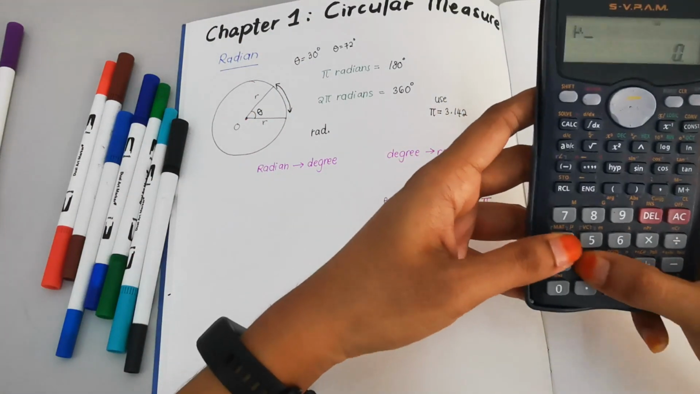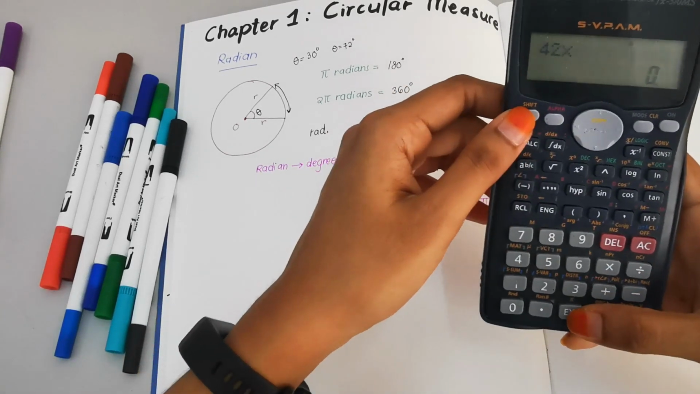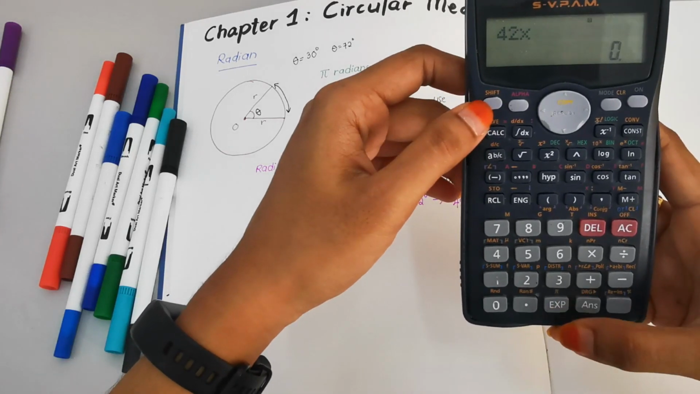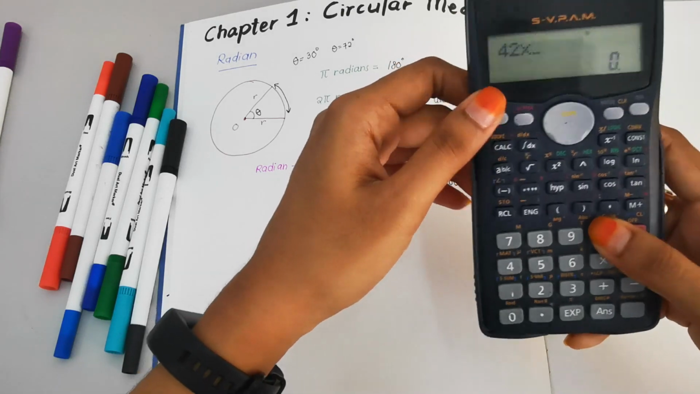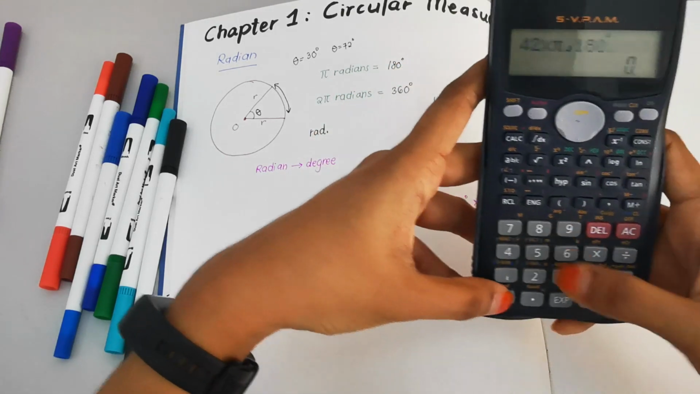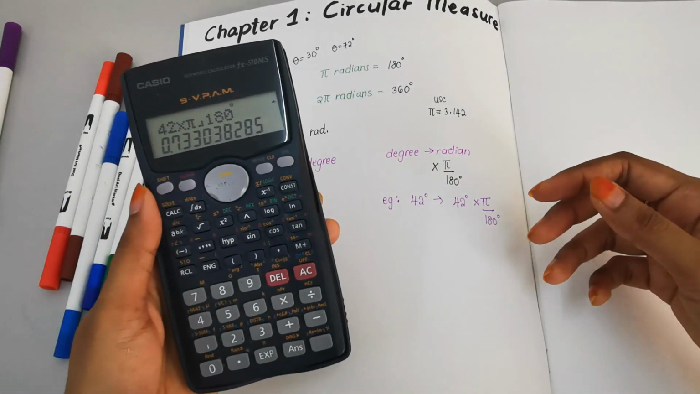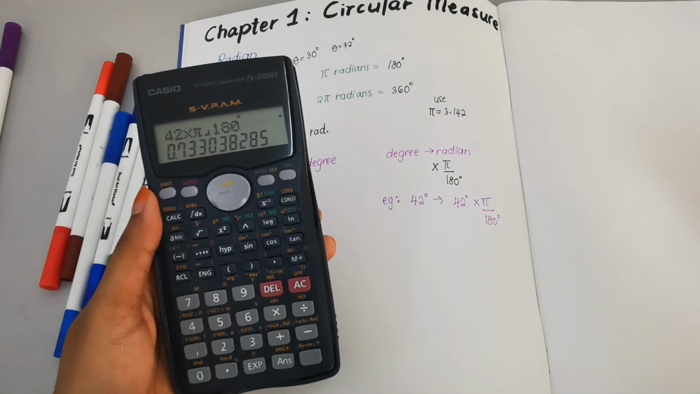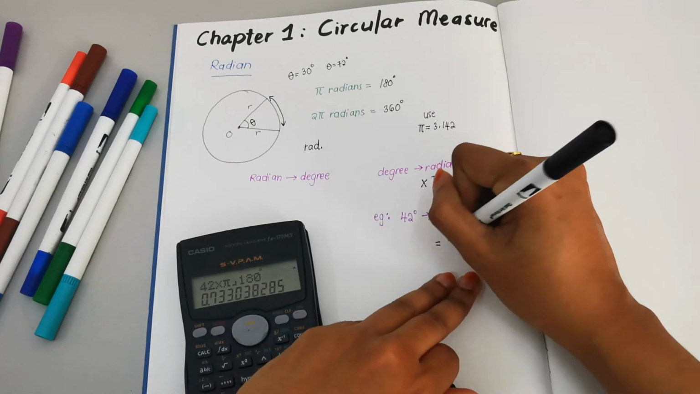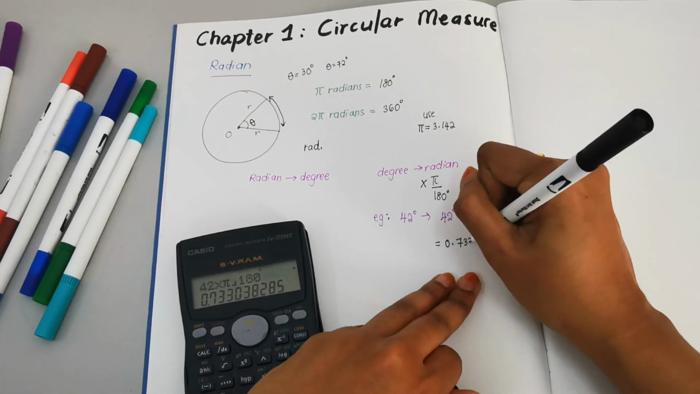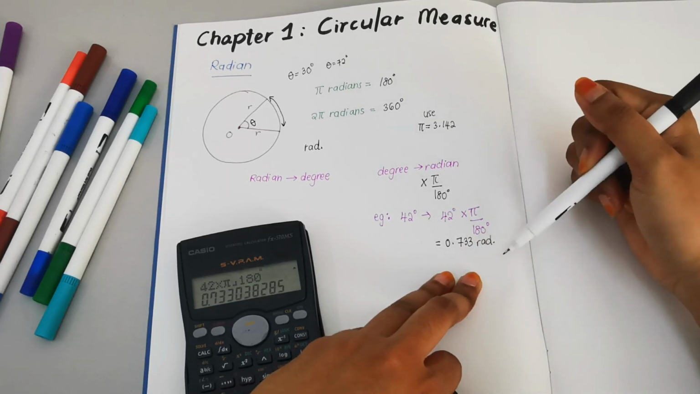So you take 42 times pi. To press pi, you press shift and then exp. This is the symbol of pi here. So 42 times pi over 180. Can you see that you get in decimal 0.733? We take at least 3 or 4 significant figures. So our answer is 0.733 radian. That means we have converted the degree into radian.